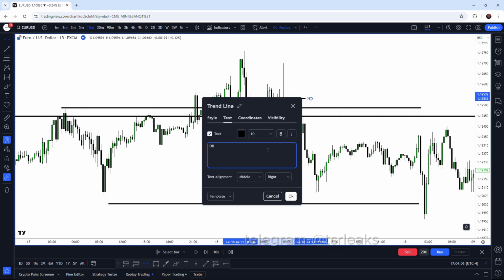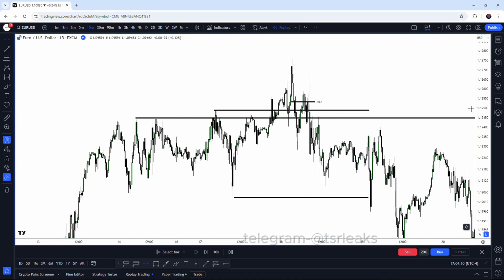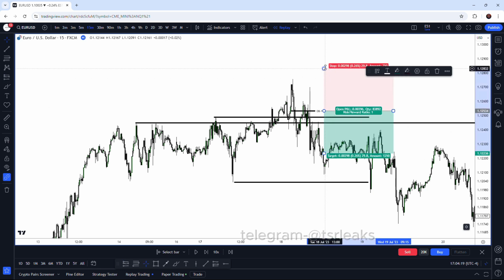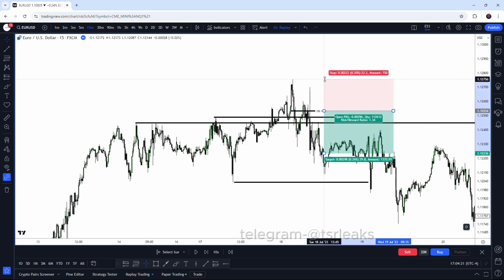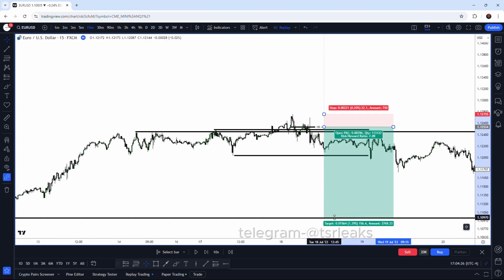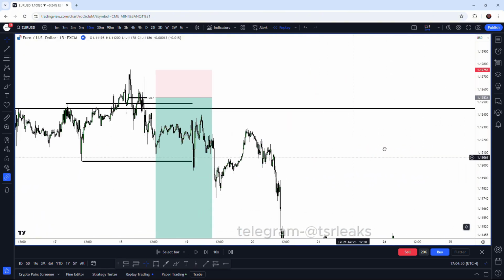You can now use it as an entry point to go short, targeting the opposing end of the entire range. Tight stop loss, large take profit, about a 7.12 R to R trade here.